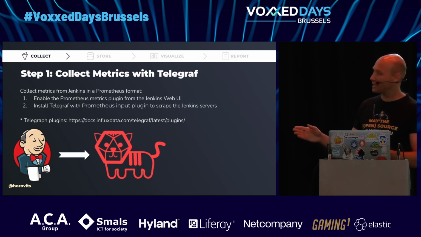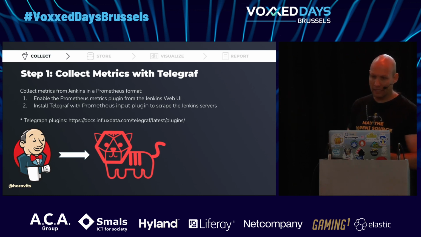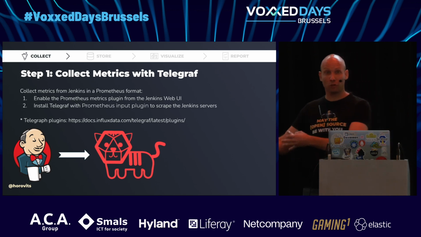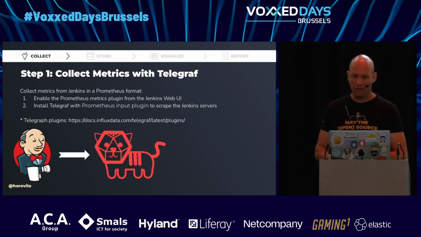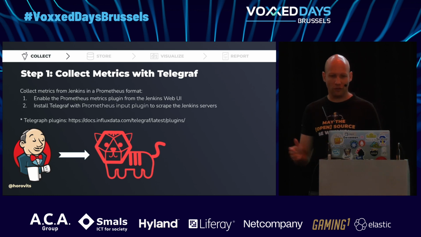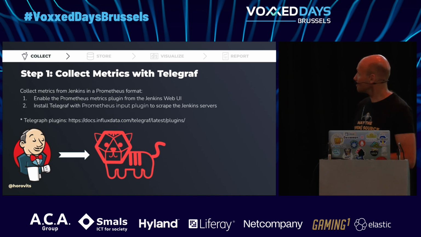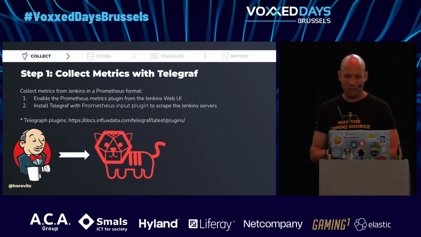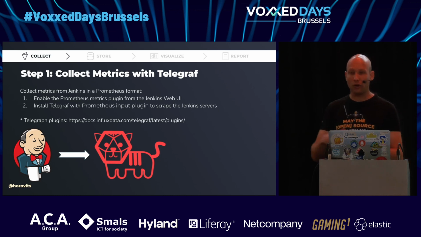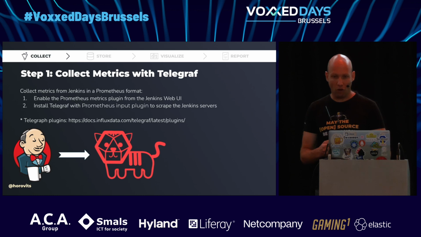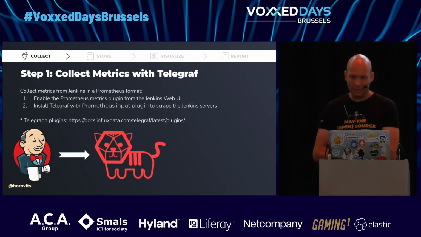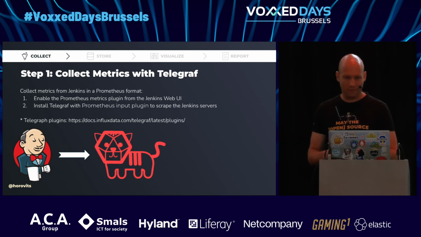Essentially, the collect phase has two steps, as you can see here. First, we need to configure Jenkins to expose metrics in a Prometheus format. We use Prometheus formats extensively in our production, so that was our natural choice for monitoring. And that's a simple configuration in the Jenkins web UI. The next step is to install a Telegraf instance, if you don't already have one running, and configure Telegraf to scrape the metrics off of the Jenkins servers with a Prometheus input plugin that you can see here. And that's all it takes for the collect phase.